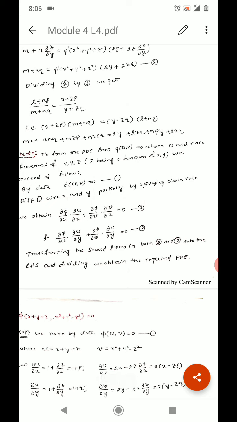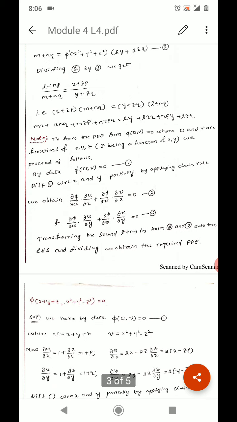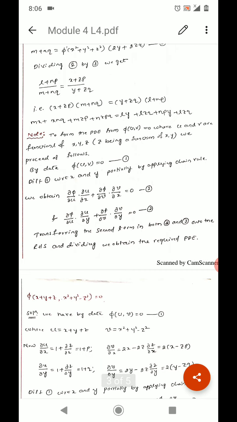Next, transfer the second term in both equations 2 and 3 onto the RHS and divide. We obtain the required PDE.